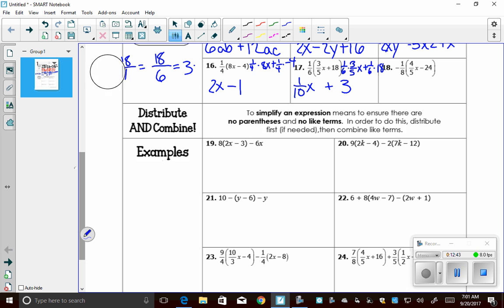Okay, last one for this set of examples. You have -1/8 times the parenthesis of 4/5 x minus 24. You're just going to take the -1/8 and distribute it into the parentheses. So I'm going to do -1/8 times 4 over 5x plus -1/8 times -24.